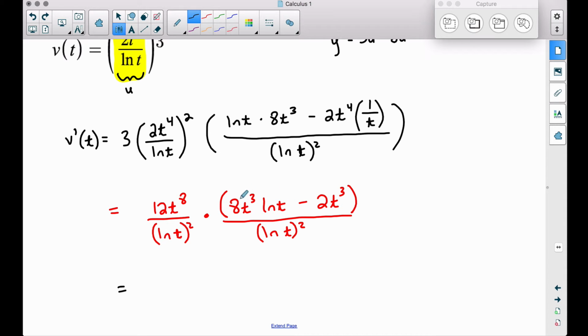So therefore, let's factor a 2 out of both of these terms. We already have a 12 out here, so that's going to give us 24. And let's also factor out the t cubed that we have here, because both of these terms have a t cubed in it. Notice we already have t to the 8th out here, so that's going to be t to the 11th power. All I'm doing there is factoring that out, and I'm adding it on to that exponent there.